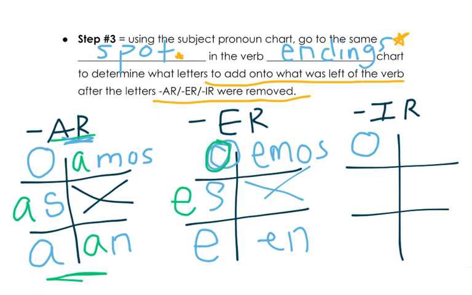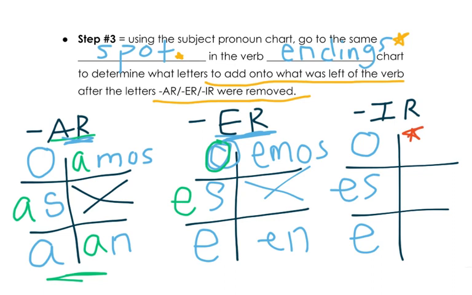Alright, IR verbs. IR verbs are copycats. IR verbs basically copy this and have the same exact endings as an ER verb. So the I form is O, the you form is ES, the he, she, you formal form is E. All right, here's the only difference. I put a little star here to help you remember.